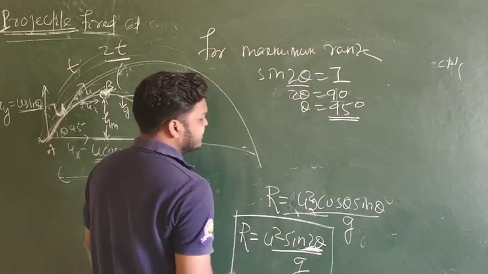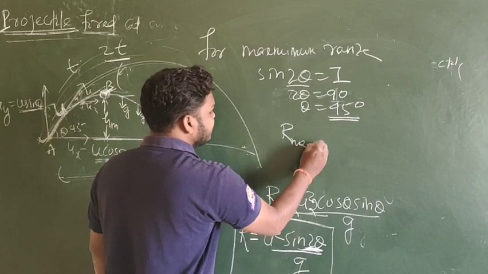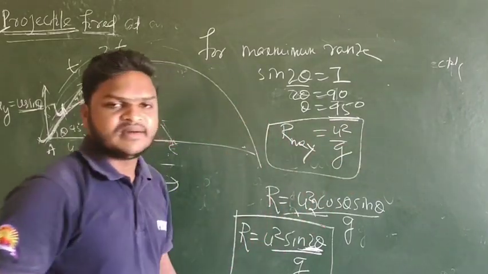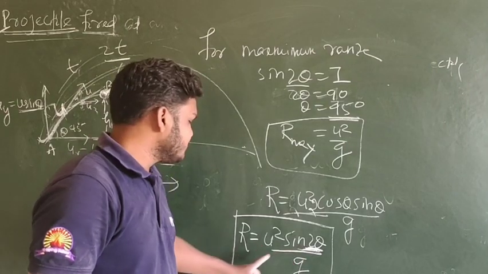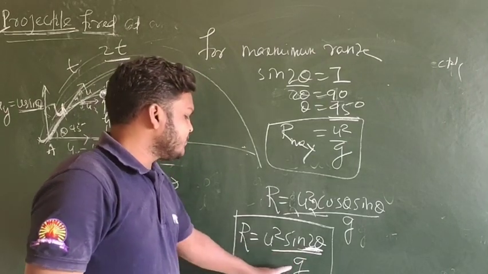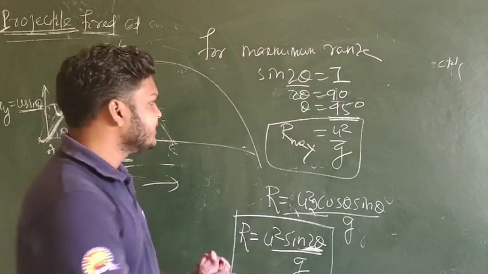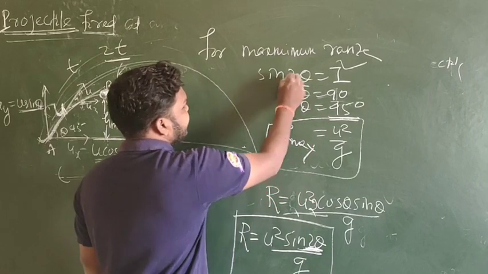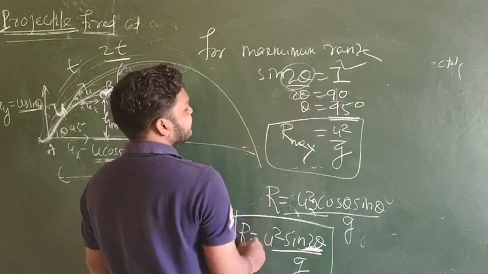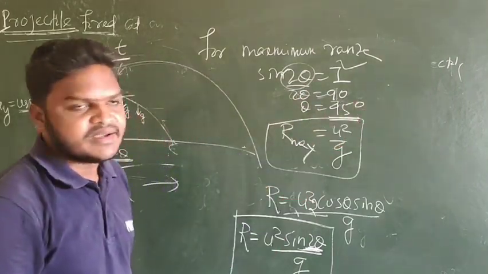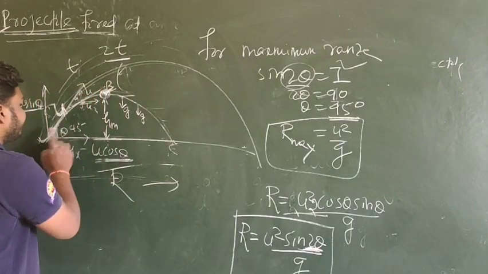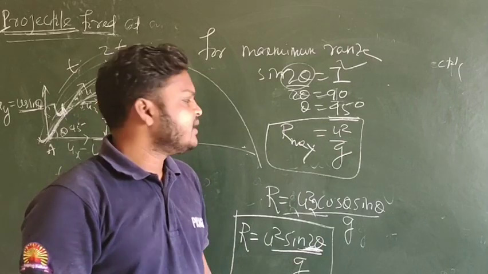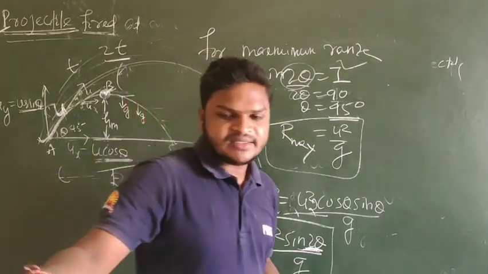We know that when sin 2 theta is 1, the range is maximum. The formula for maximum range is u square by g. This is also a main formula, because sin 2 theta will be 1. So if we project at 45 degree to the horizontal direction, we get the maximum range. We will practise a few more numericals in the next class. Thank you.